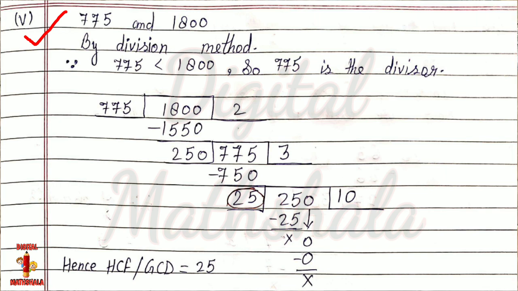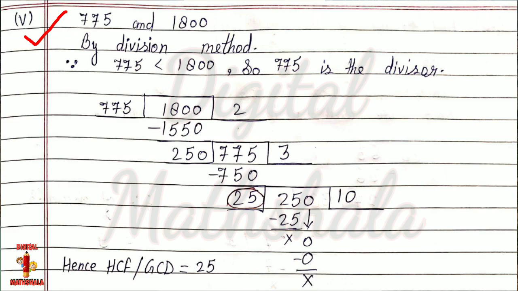1550 we will subtract from 1800 and then we will have 250 as a remainder. Now we will continue the division process, 3 times it will go, and after subtracting 750 from 775 we will have 25. Now we will divide 250 by 25, it will go 10 times and then it will be the last divisor of this division process. So we can say that HCF of 775 and 1800 will be 25 only.